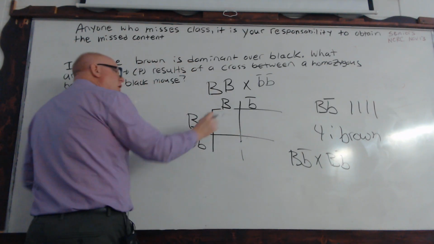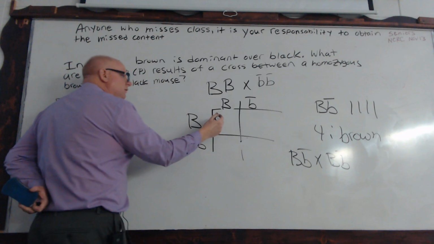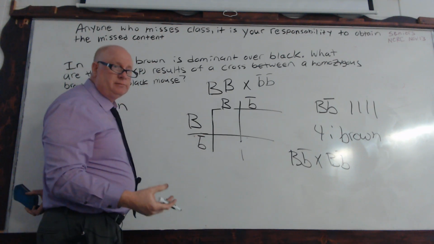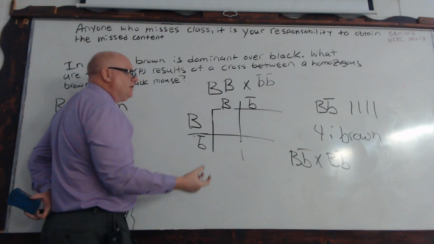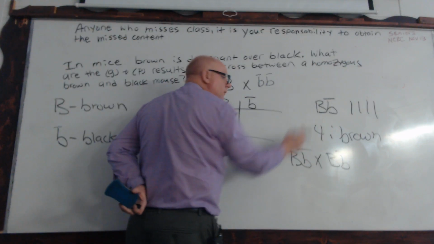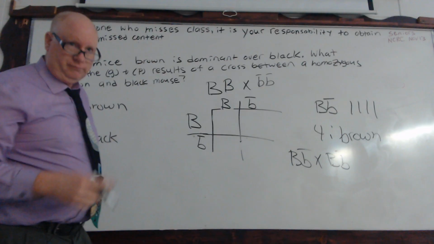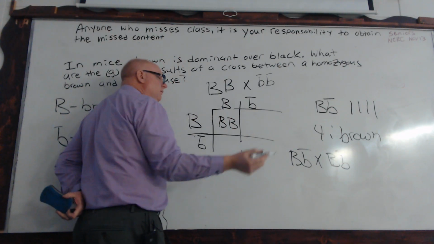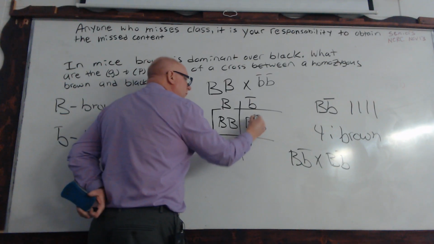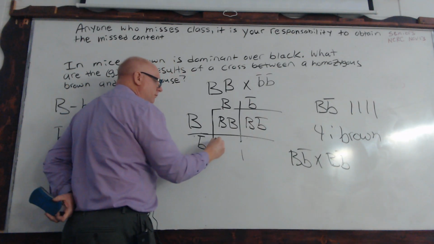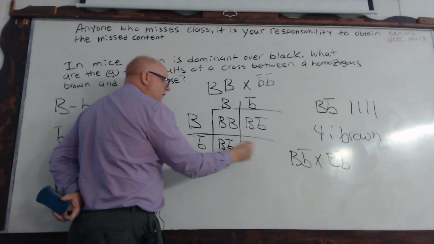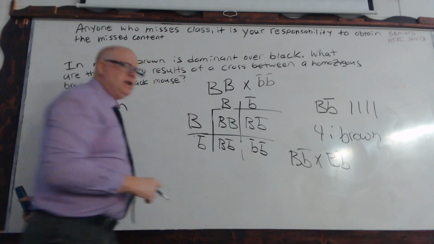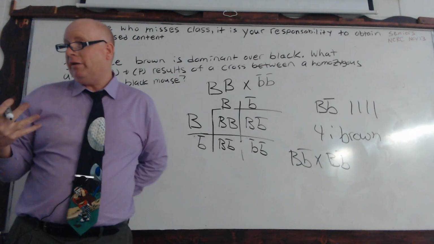So what goes inside this box? Capital B, because we crossed these two. Then what about this one? And then this one. So that's what we mean. That trait did not disappear. It reappeared again.